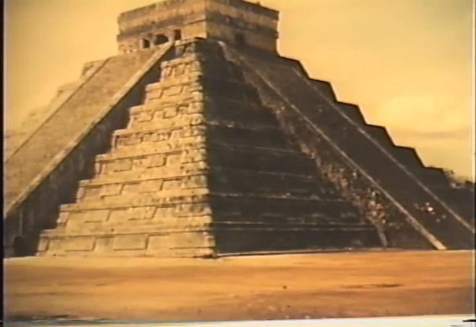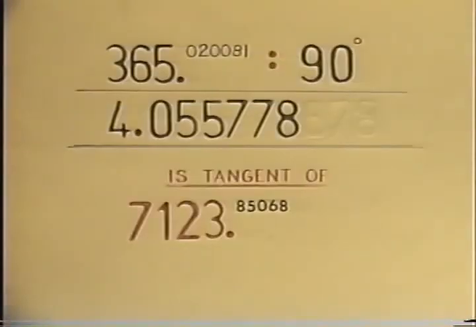So let's set up another checkmate, shall we? Kukulkan does this for us, in part. 90-degree right angles everywhere. And it's 365 steps, which we now know to represent the figure 365.020081. The derivative here is 4.055778, a figure which any better modern calculator can show as being the tangent of 7,123.85068.